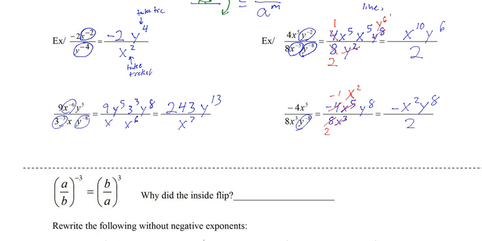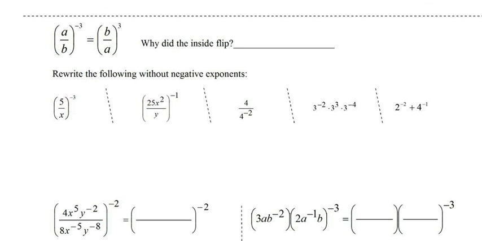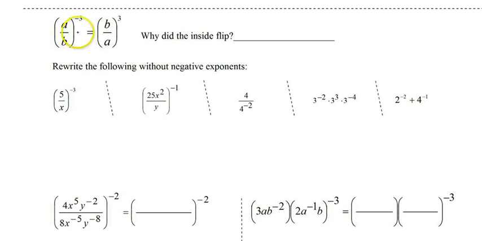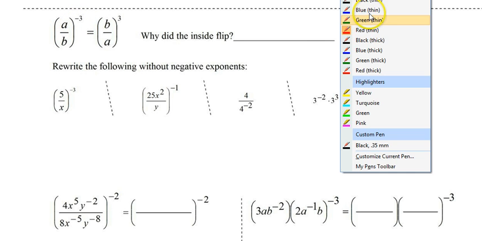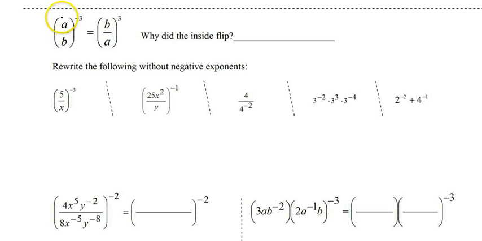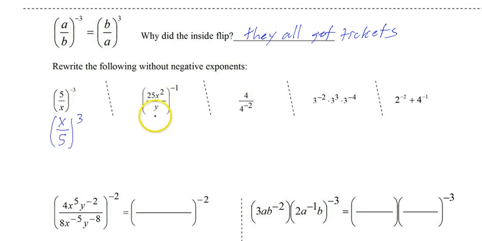Let's try another one. Alright, so here's the next type of problem we have. If you notice, the exponent here is on the outside of a parenthesis. So whenever that happens, it causes everything on the inside to flip because we're giving a ticket to every single factor inside. So they all have tickets, they all travel. So why does the inside flip? They all get tickets. Alright, so if we have a negative on the outside, we flip the whole thing. Now I'm not going to simplify these, I'm just going to use the tickets. That's it. So on this one, we would flip everything, take his ticket.